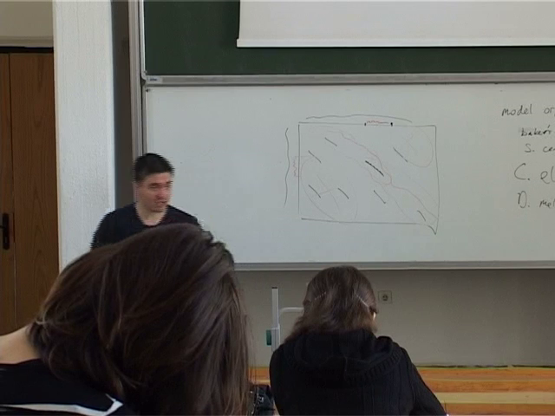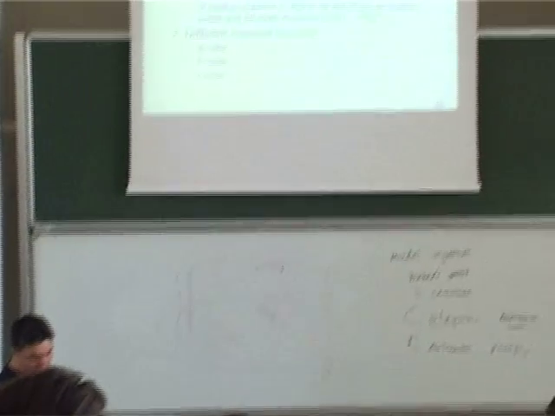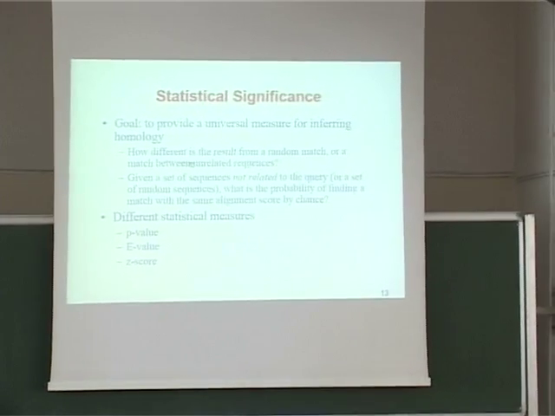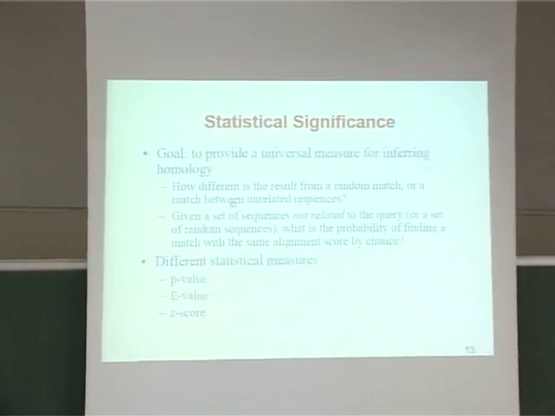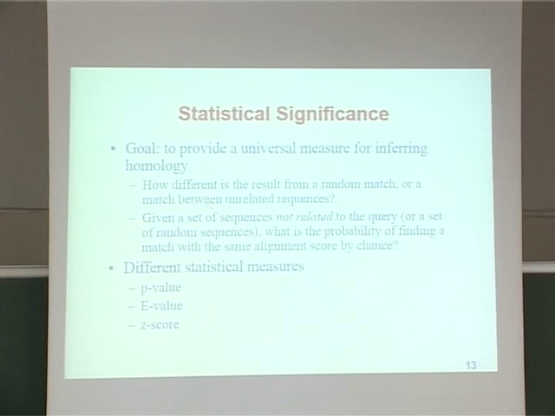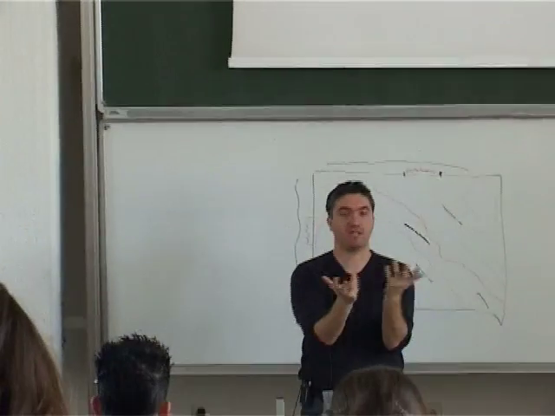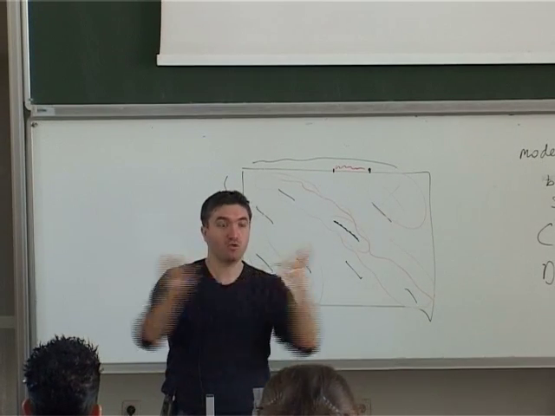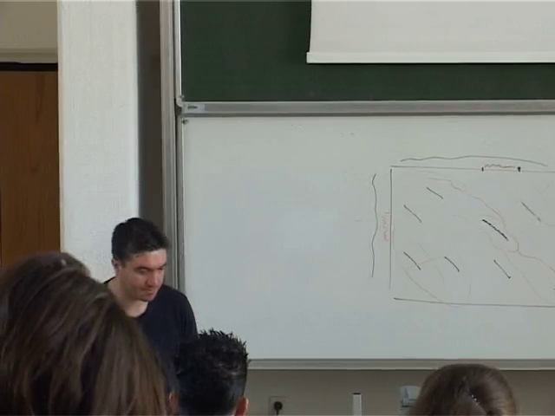And there are different measures of statistical significance. Usually for sequence similarity, we want to ask this question: how different is our result from a random match, or a match between unrelated, non-homologous sequences? So our sequence alignment or our BLAST search gives us a hit, a hit between the query and a database sequence. And what we wonder is, how different is this result from a match between two completely unrelated, non-homologous sequences?